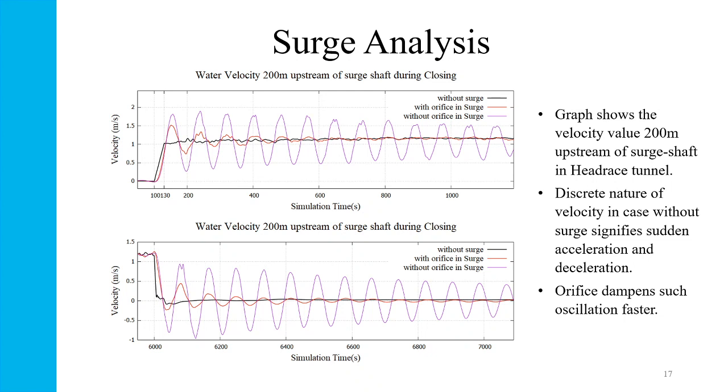Like pressure and mass flow rates, when surge is not in use, the velocity in the headrace tunnel also changes suddenly during opening and closing. It is the reason of water hammering in pipe flows. In the cases with surge, there is smoother oscillatory transition of velocity to the steady state value. With orifice, the velocity reaches the steady state value faster than with simple surge tank.